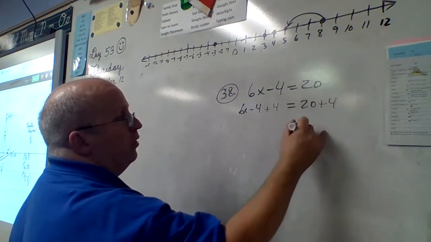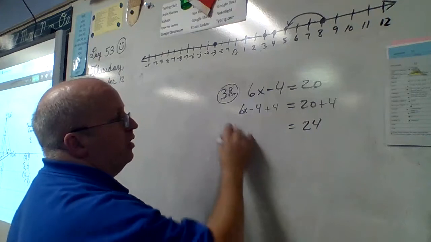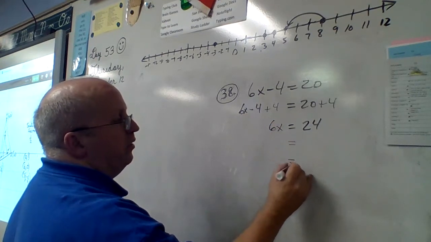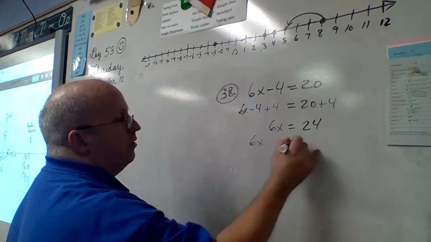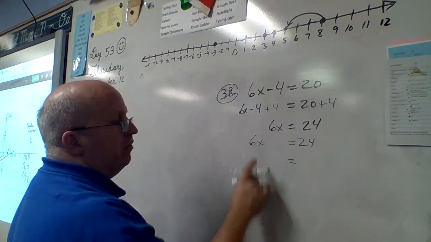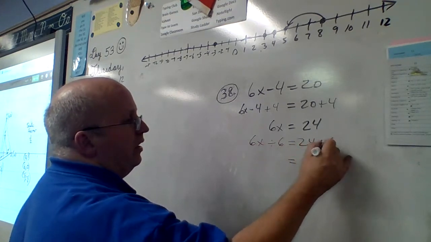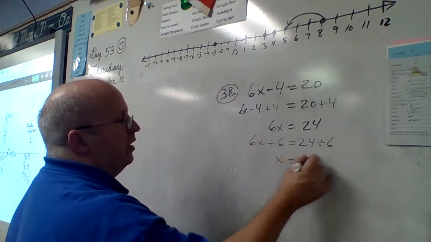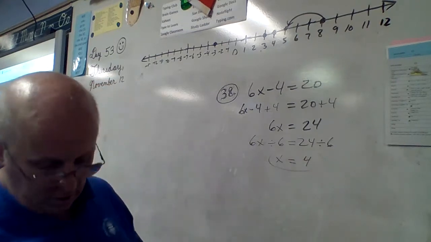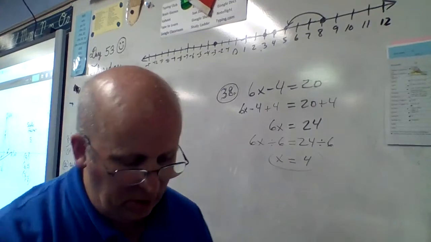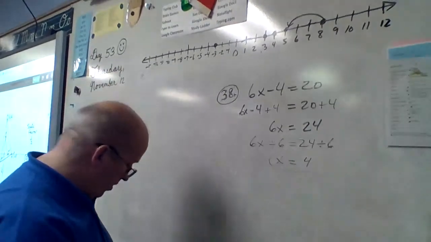By adding 4 to both sides, that gives me 24 equaling 6x. Then a couple other equal signs. Rewrite the problem, but leave some space. What's the opposite of multiplying by 6? Dividing by 6. And we get an x value of 4. Okay? How do you feel about that problem? Hopefully it makes sense.